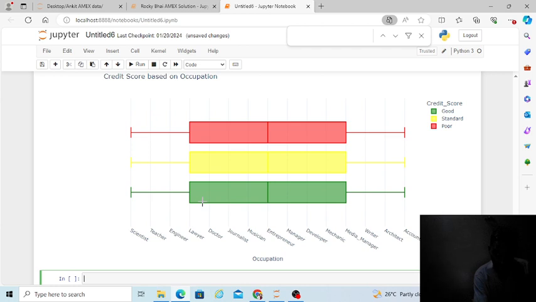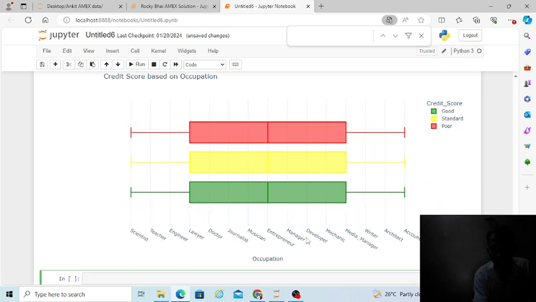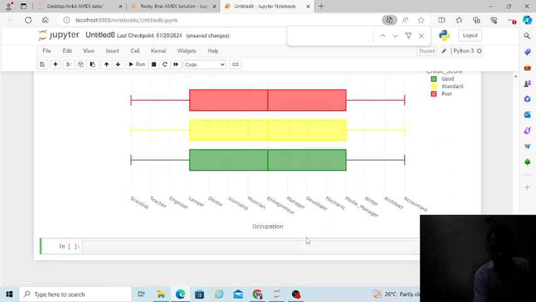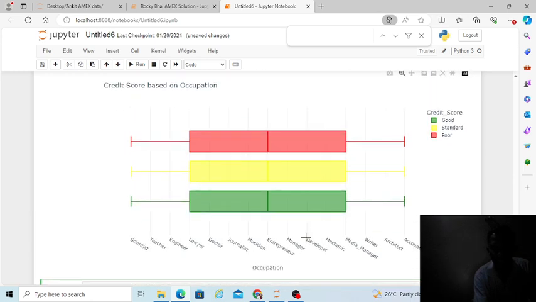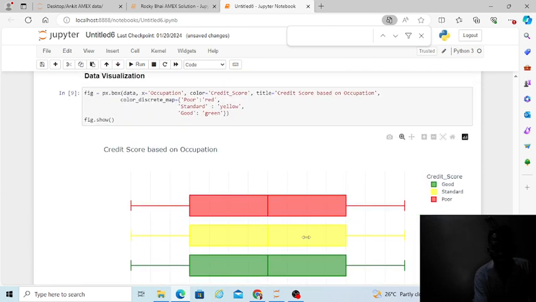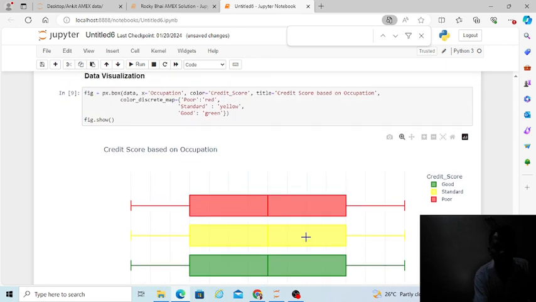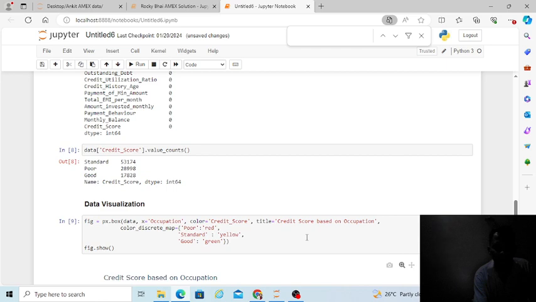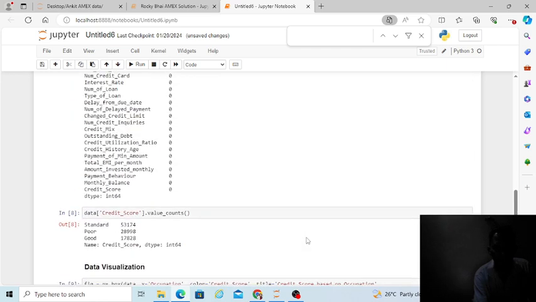Okay, so according to the box plot, there are no outliers in the data. And according to various occupation categories, credit score is showing how many people are rated as poor and how many people are rated as good. So in this way we have done visualization for occupation.